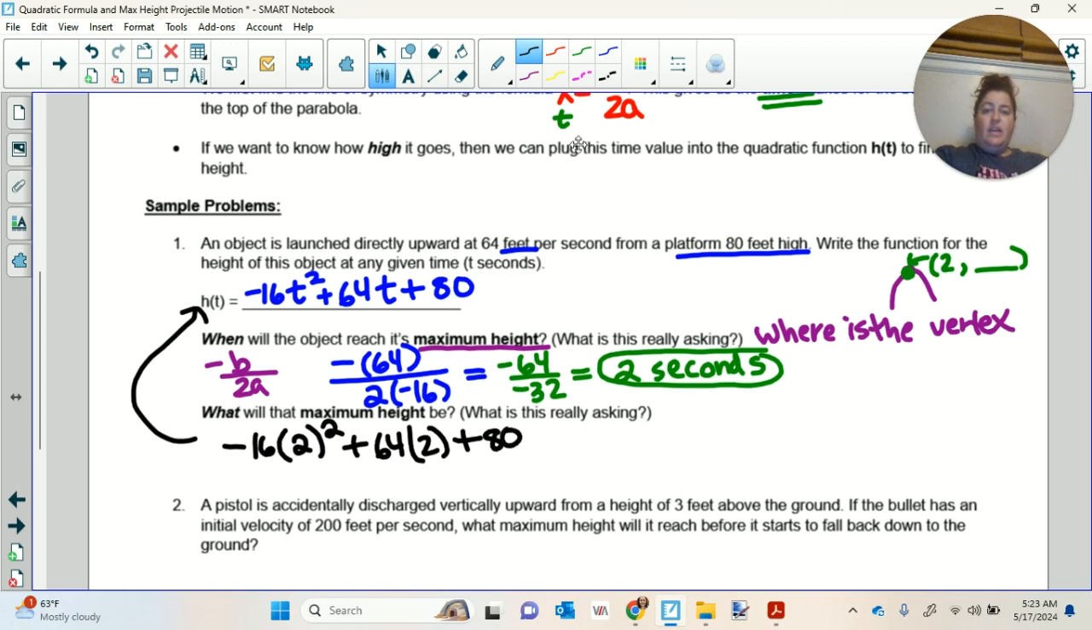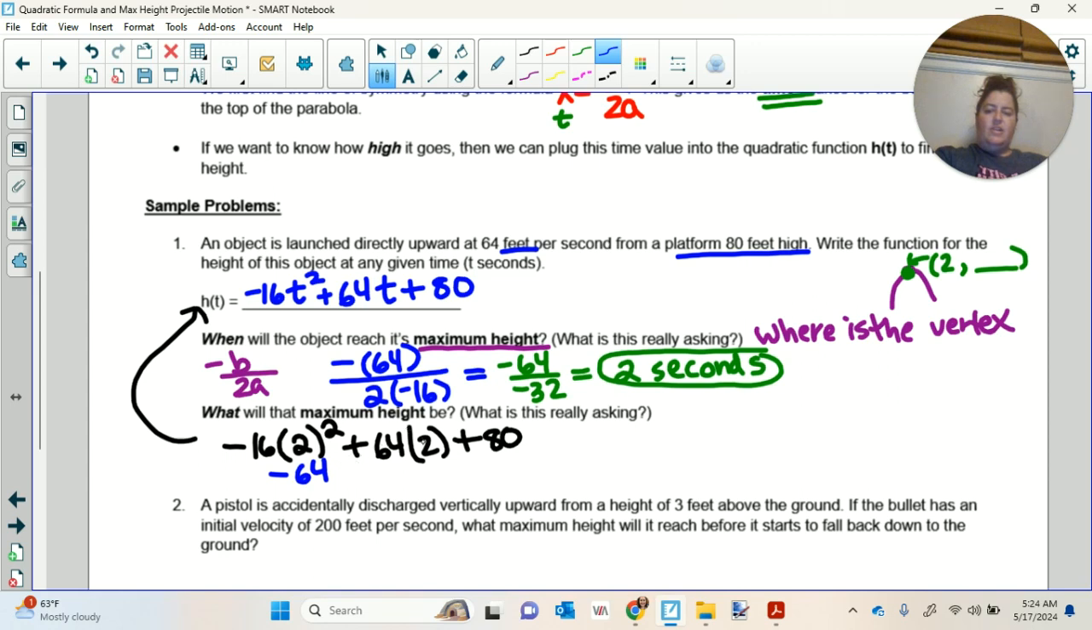plus 80. Again, you're welcome to type this into your calculator. I will challenge you that if you do that, please make sure to type in the parentheses because it is very common for there to be challenges with exponents when you do not use parentheses. So every time you have exponents, make sure you're using parentheses. But if we did this by hand, my 2 squared here would be 4. And that 4 times that negative 16 would be negative 64.